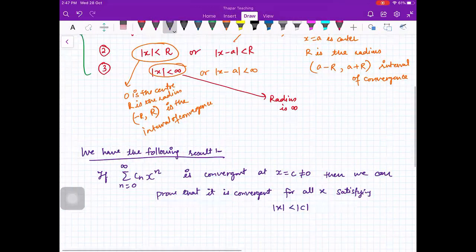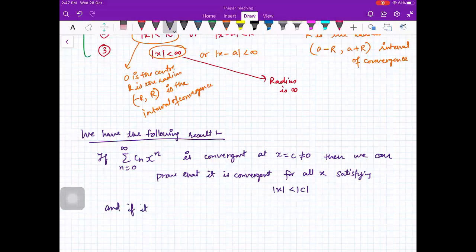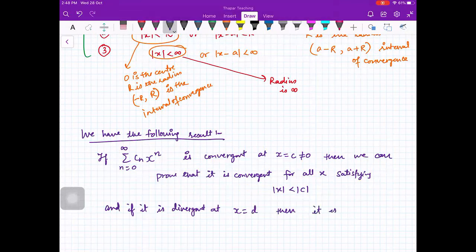And if it is divergent at x is equal to, say, d, then it is divergent for all x satisfying mod x greater than mod d.